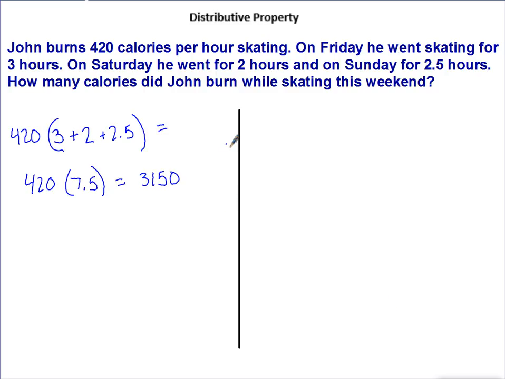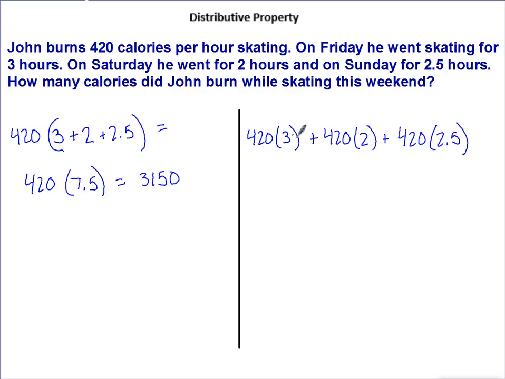A second way to solve that problem is to say that on Friday he burned 420 calories for 3 hours. Plus, on Saturday, it was 420 calories for 2 hours. Plus, on Sunday, it was 420 calories for 2.5 hours.